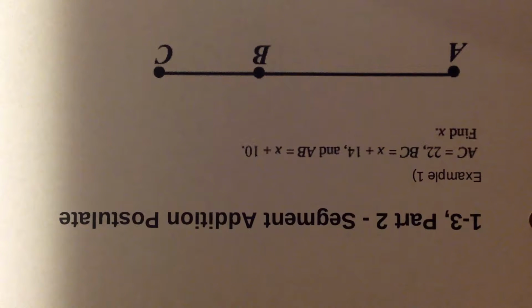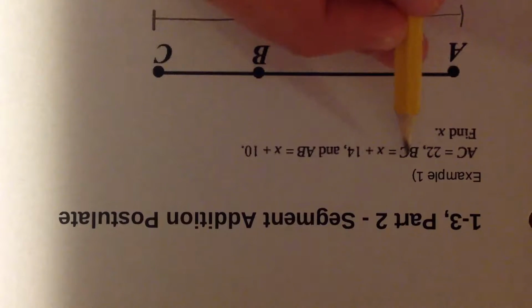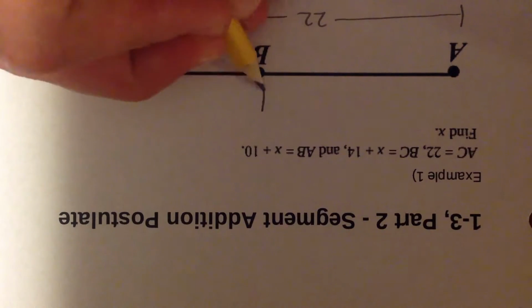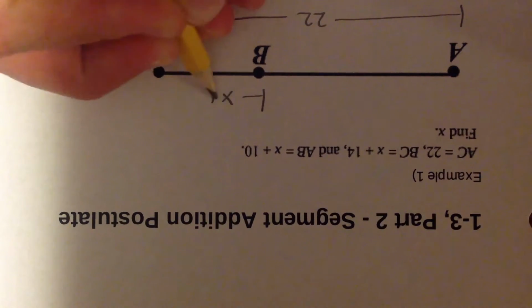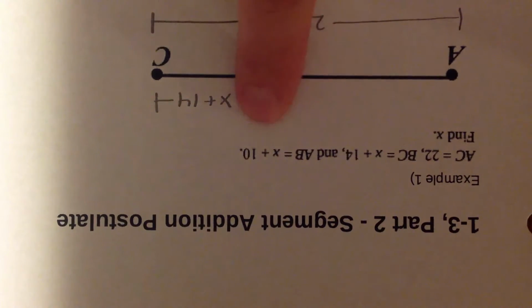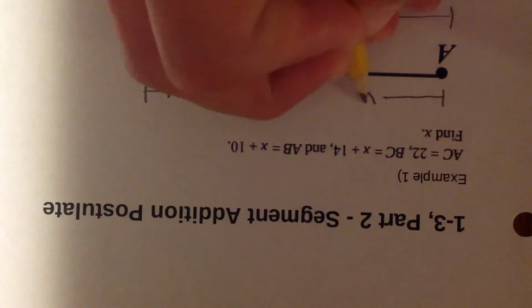Alright, so this is part 2 of the segment addition postulate notes. What we're going to do here is use some algebra skills in our segment addition postulate ideas. So let's first start with what they're given. We're given AC equals 22, so that's the big piece. We're also told that BC equals x plus 14, and that AB equals x plus 10.